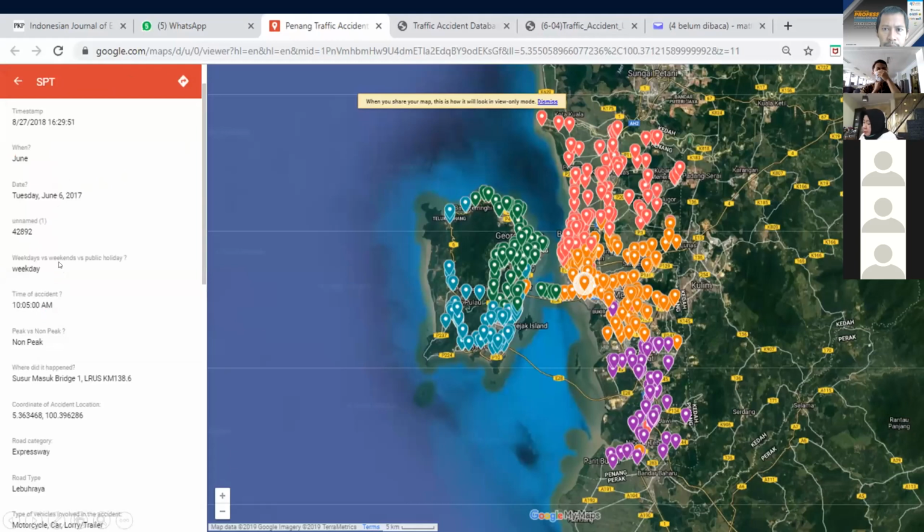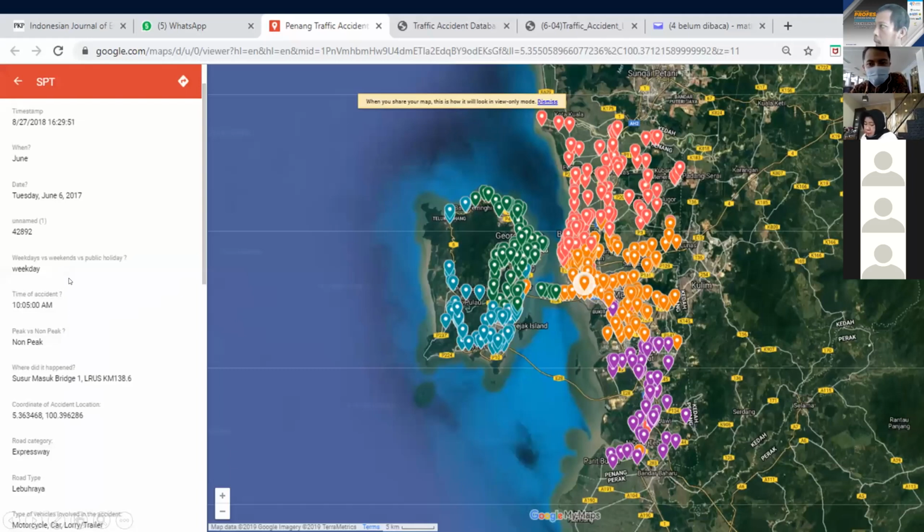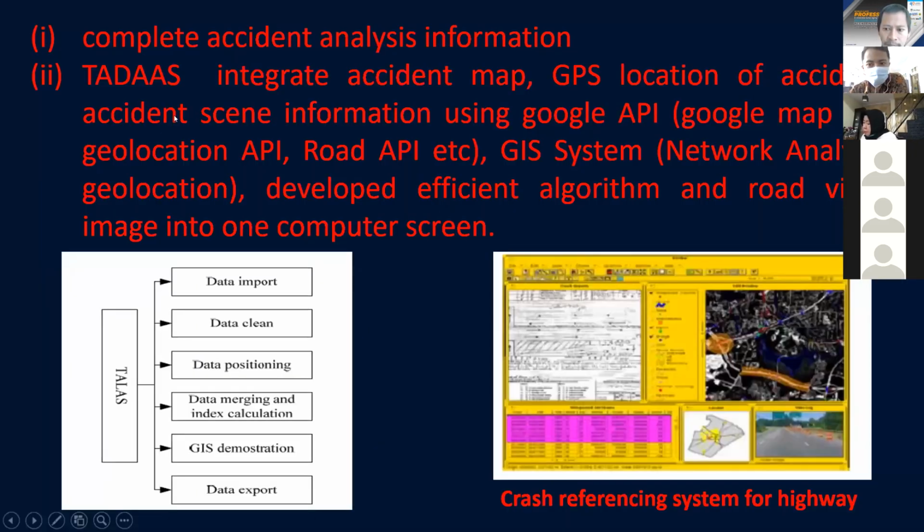From the data, currently we have real-time data. We can know when it happened, why, the patient name and the case name, whether it happened on a weekday or weekend, the time, peak hour, road category, and what type of road. And definitely from all of this data, we can implement it into our TADAS integrated accident map, and we get the GPS location, and we are using a crash referencing system for highways.